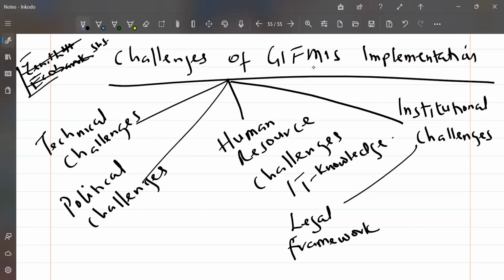Exactly. Legal framework. What are some of the legal theories and concepts that underpin the usage of the gift mix? Is that clear? The gift mix is supposed to come with a certain legal framework. Otherwise, accountants will do anything.